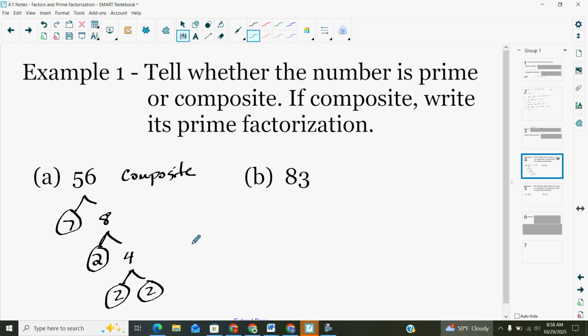To write the prime factorization, we have 2 times 2 times 2 times 7. We're not going to write it as 2 times 2 times 2, we're going to use exponents: 2 to the third power times 7, and I only have one 7. 2 cubed times 7.